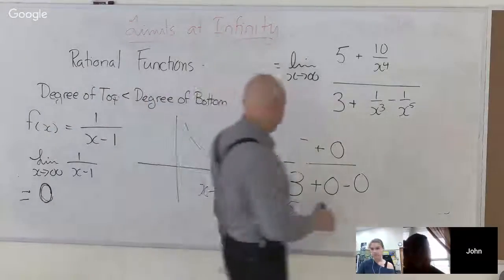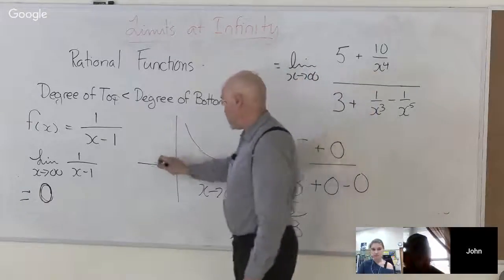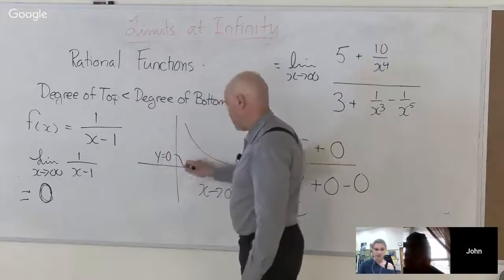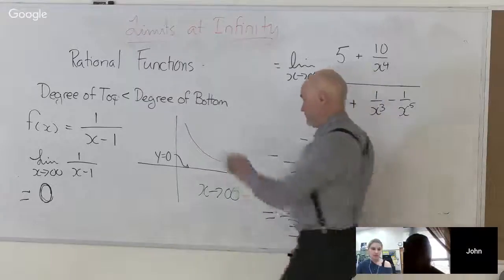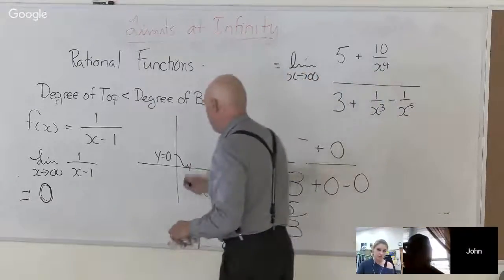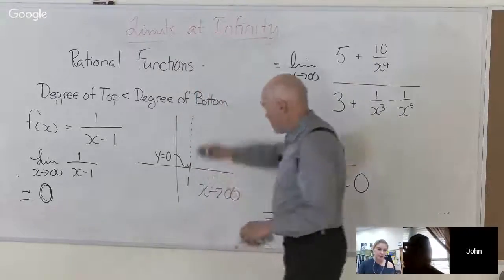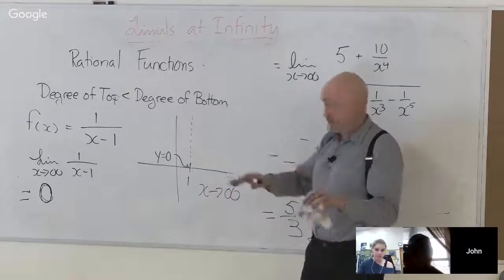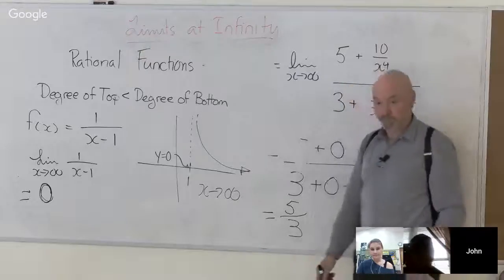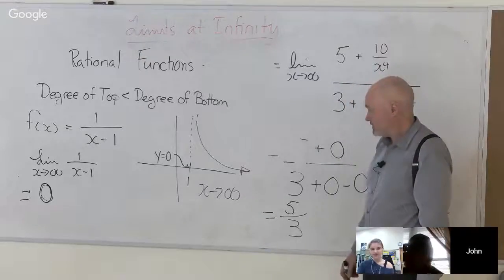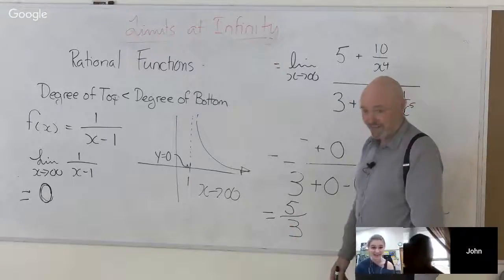Would the asymptote be 1? No, the actual asymptote is y equals 0. There would be a vertical asymptote at 1, though. Oh, I see what you're saying. Yes, Maddie's right. It has a vertical asymptote at positive 1. And the limit is the horizontal asymptote. The limit in this case, as x approaches infinity, is this horizontal asymptote. Thanks, Maddie. Not bad for somebody who can't see or can't hear.